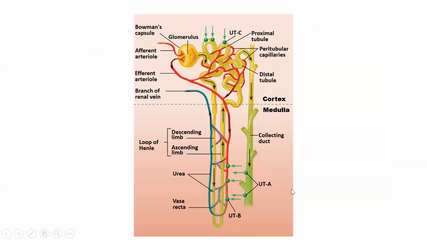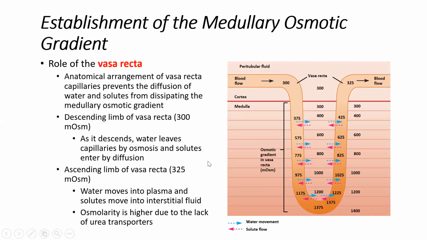If you go back to this slide, remember I said that the descending limb of the vasa recta has these urea transporters, whereas the ascending limb does not. Okay, and that is going to allow for a higher osmolarity because there aren't any urea transporters here. And remember, where we have the urea transporters, salt is moving, urea is moving, and then water is following. So the osmolarity there would be lower, but because we don't have that happening here, the osmolarity here is going to be higher.